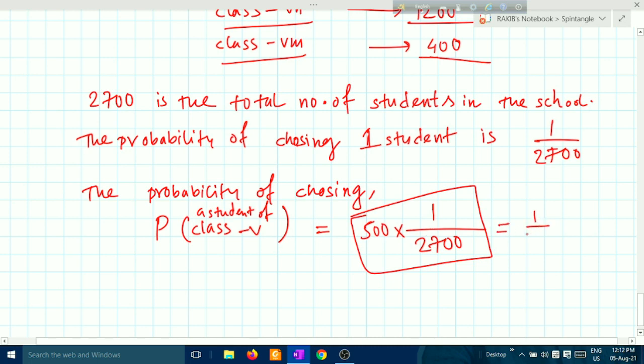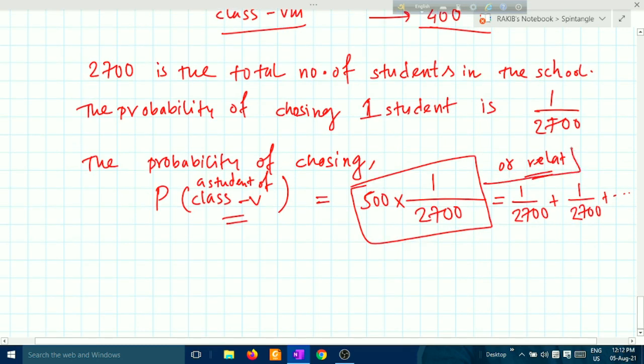You can easily see that this is an OR relation. Why OR? If someone comes into the class and wants to choose a student, then he will choose roll number 1, or he will choose roll number 2, or he will choose roll number 3. This means this is an OR relation. In case of an OR relation, the probabilities are summed up. This means 1/27 plus 1/27 plus so on, up to 500 students in case of class 5. Have you understood? This is an OR relation.